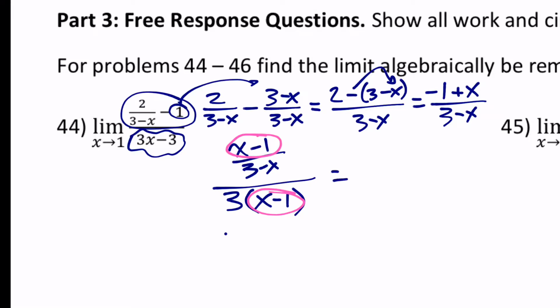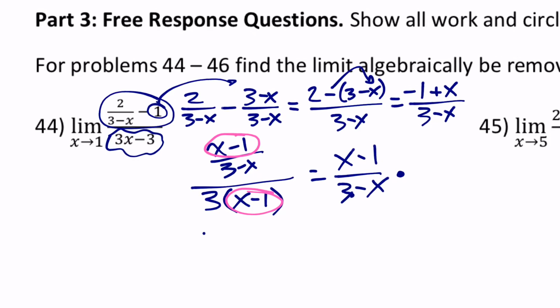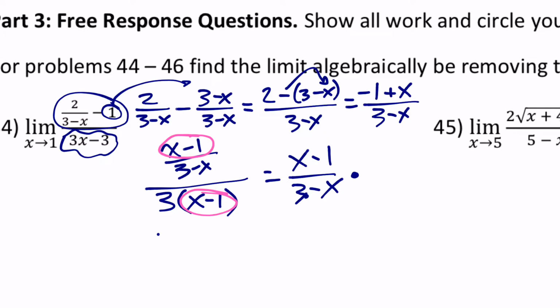So let's rewrite this as x minus 1 over 3 minus x right there. And instead of taking that fraction, x minus 1 over 3 minus x, and dividing that thing by 3 times x minus 1, I'm going to multiply by the reciprocal of it, which means I'm going to multiply by 1 over 3 times x minus 1. Totally algebraically legal, same exact thing. And now you should see that I have an x minus 1 up top and an x minus 1 in the bottom that will cancel each other.